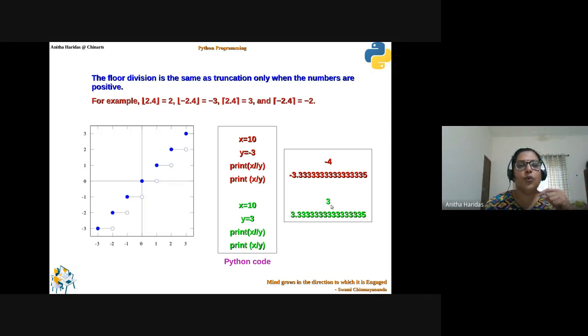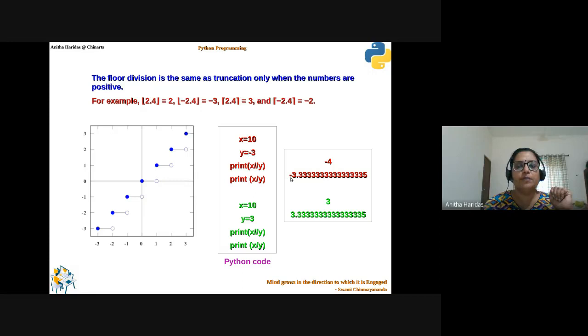But let us assume what is happening when you give a negative value. So 10 divided by minus 3. If I use normal division, what happens? The output is going to be minus 3.333, etc. Okay, fine. Now, let us go for the floor division.